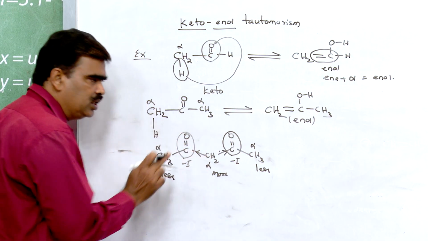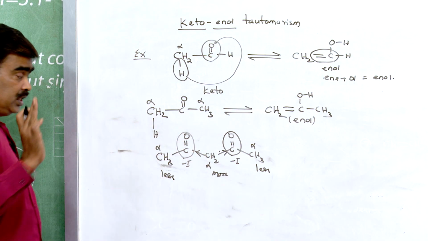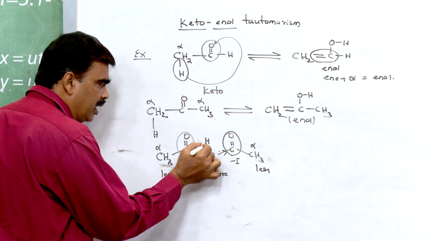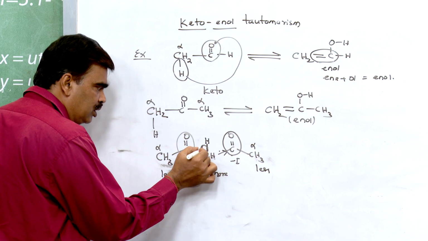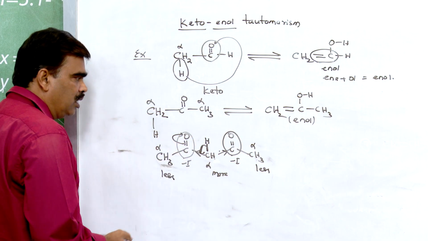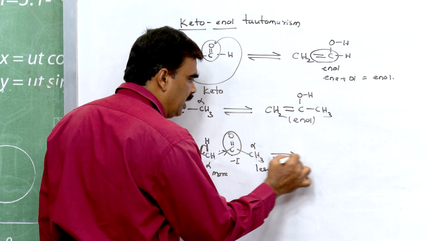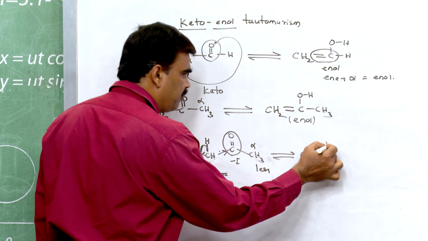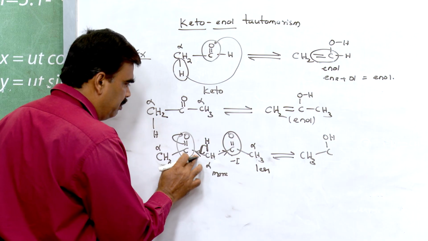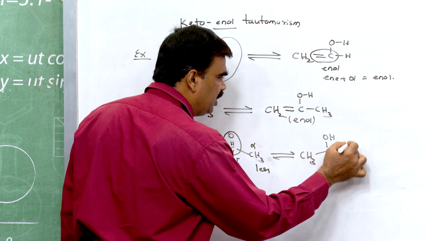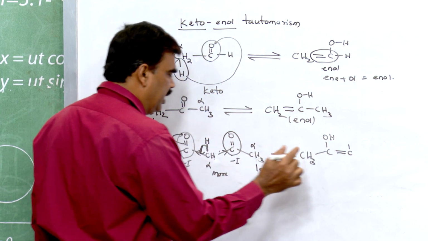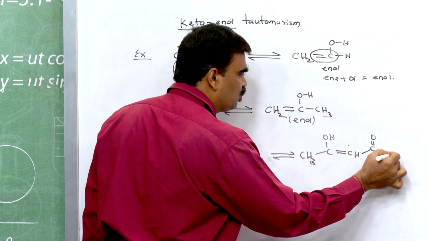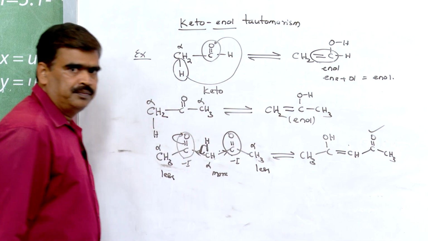So this hydrogen is active. That means only this hydrogen will tautomerize. So in this way, you can make the tautomeric structure like CH3, C, you make OH here, right? Make a double bond here, C, then CH, then you have CO, CH3. You can also do the same thing with this keto group.